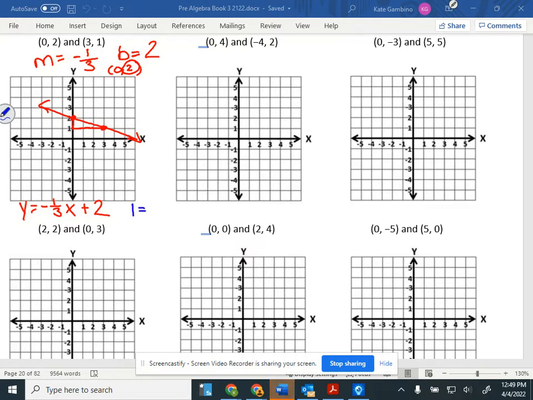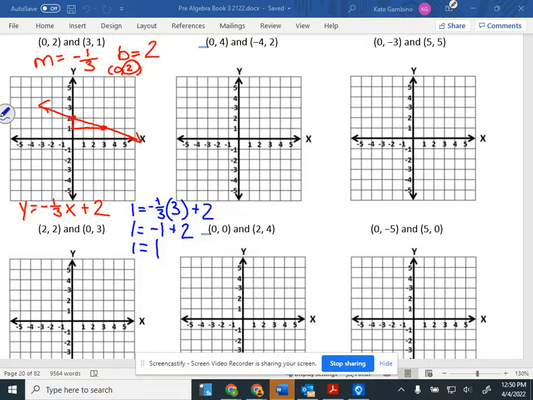So y is 1, negative 1/3 times 3 plus 2. So 1 equals negative 1/3 times 3. What does that get me? Negative 3 over 3, which is also what? Negative 1. Negative 3 over 3 is the same as saying negative 1 plus 2. What is negative 1 plus 2? 1. Is this a true equation? 1 equals 1? Yes. So I have the right slope-intercept form. I can use the coordinates they gave, and it works.